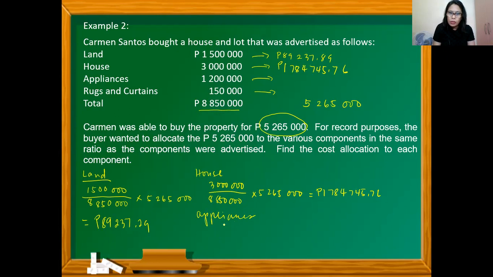And then for appliances, same rule. So this is 1,200,000 all over 8,850 times 5,265. Okay. So this is 1,200,000 divided by 8,850.123 and times 5,265.123.